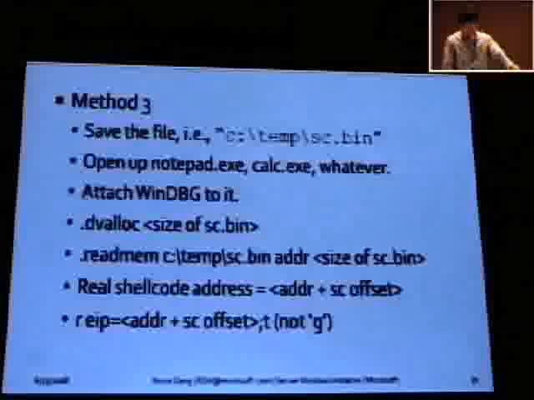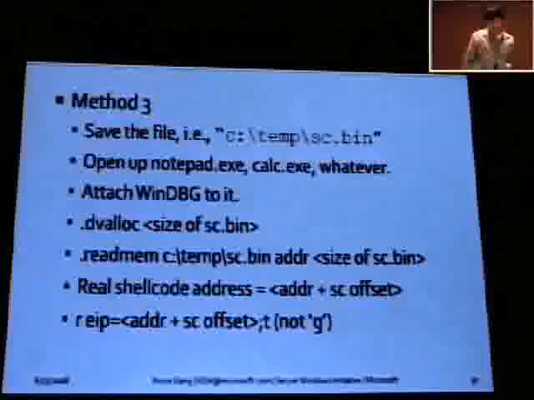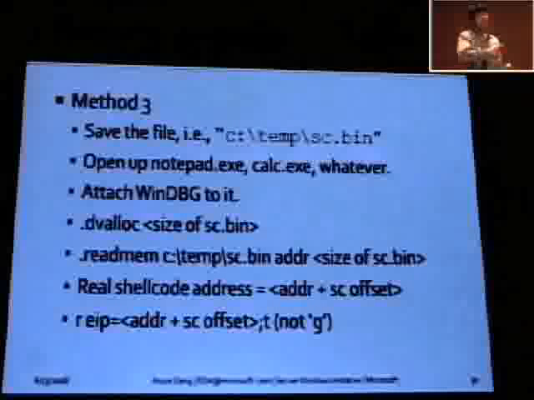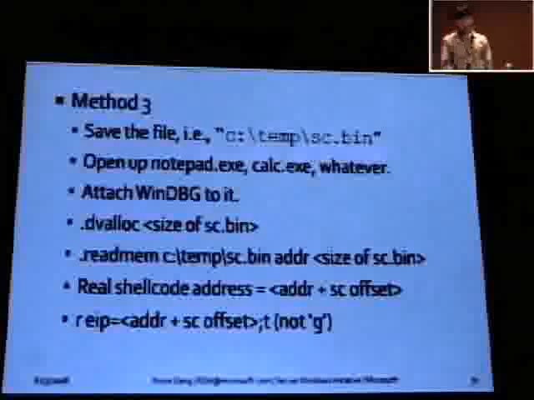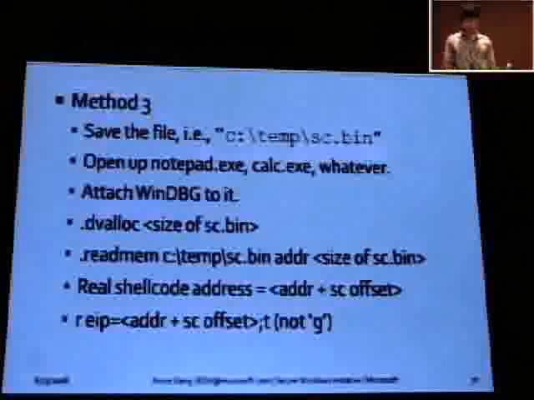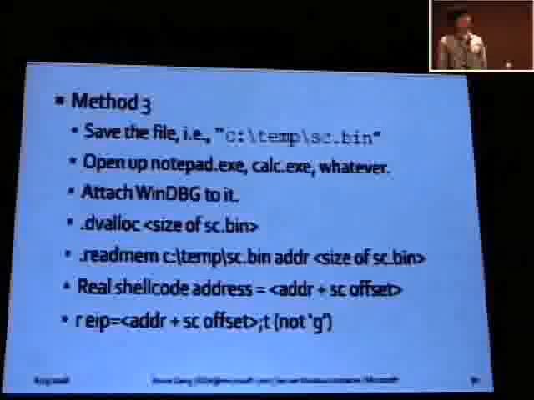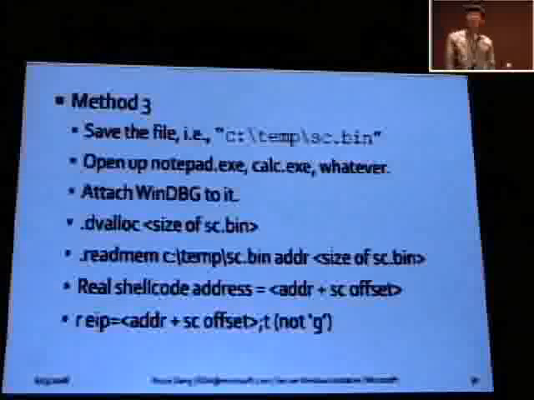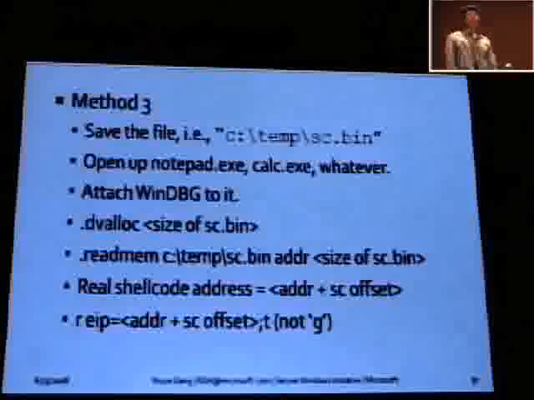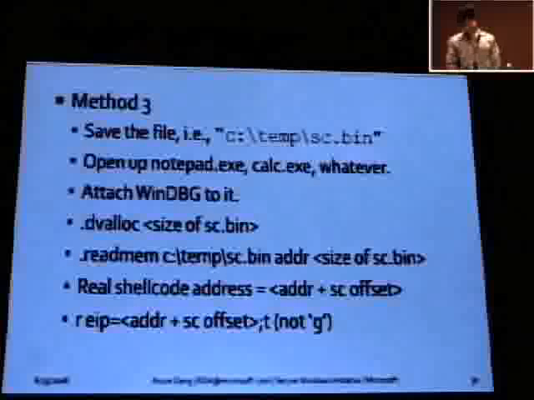All right, method three is to use WinDbg. What you do is save the entire Word document in a temporary file, like a bin file, whatever. You open up Notepad or any other exe, attach WinDbg to it, and then you call dvlock. Anybody use WinDbg here? Ooh, lots of people. Anybody know what dvlock does?